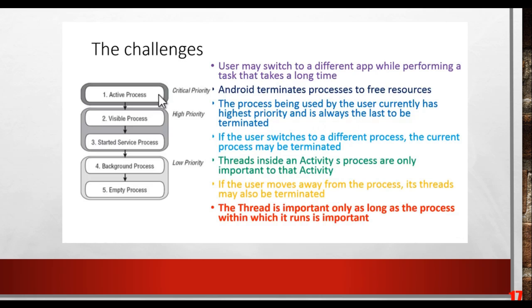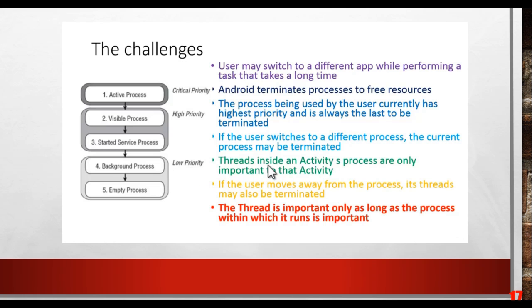As you can see in this dialog, there are several processes with their priority. The current process or the active process, I mean, while you're interacting with your app, is called an active process and it has critical priority, which means the highest priority. Other processes are visible processes and started service processes, and they have higher priority. The background processes and empty processes have lower priority, which means if Android runs out of resources, it will terminate these processes to free some resources.